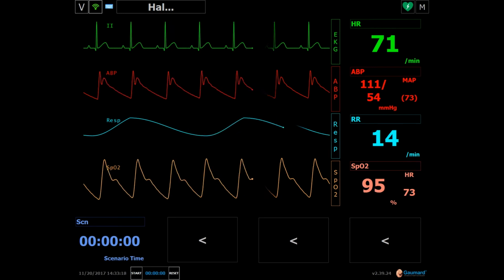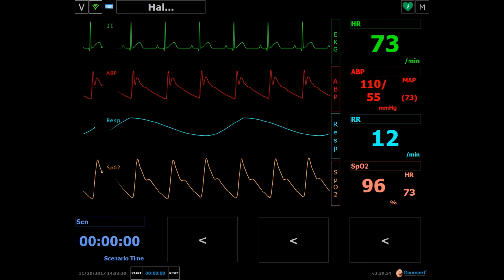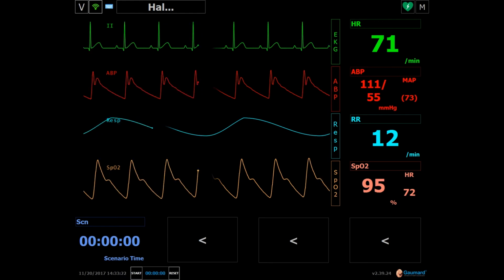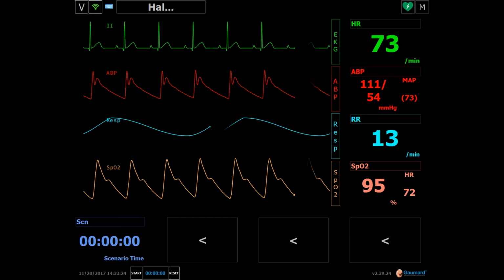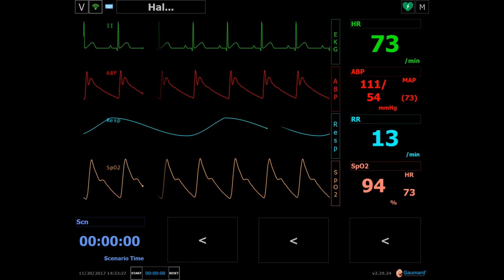Good heart rate, good blood pressure. Notice there's an art line in. Respiratory rate looks good. SpO2 looks good. We should feel very good about entering the room and starting to work with this patient.